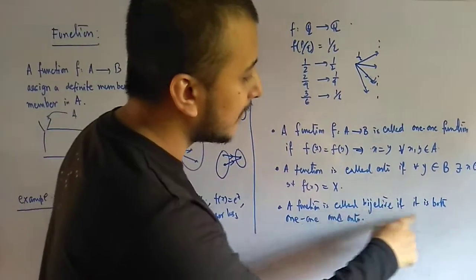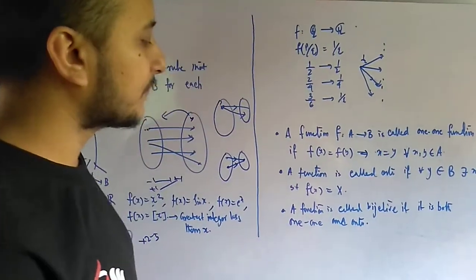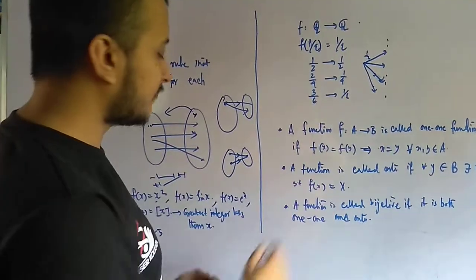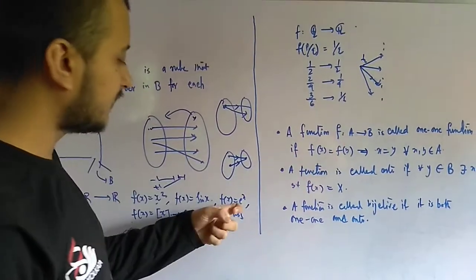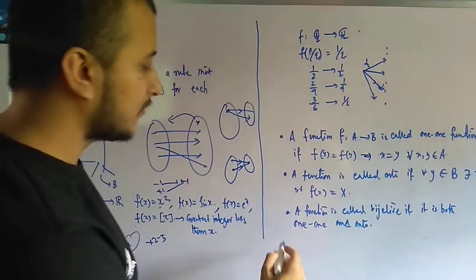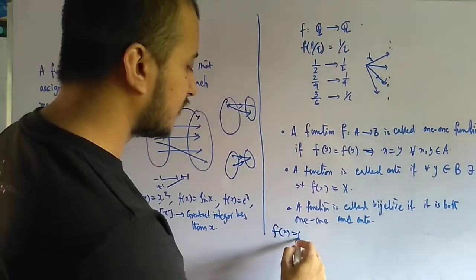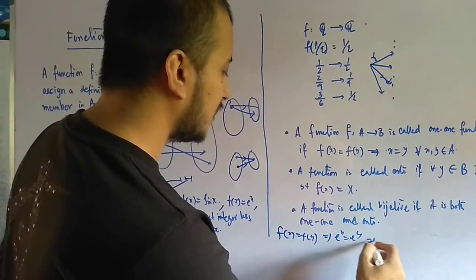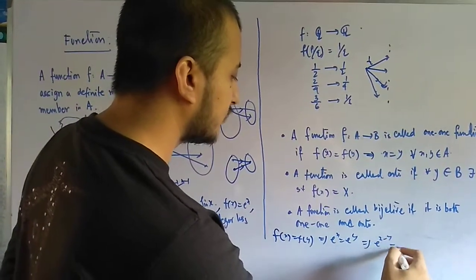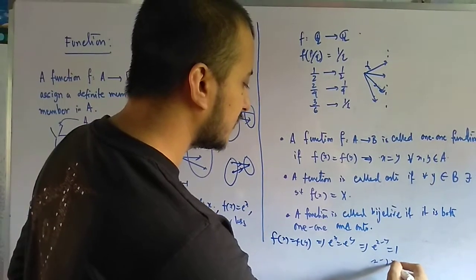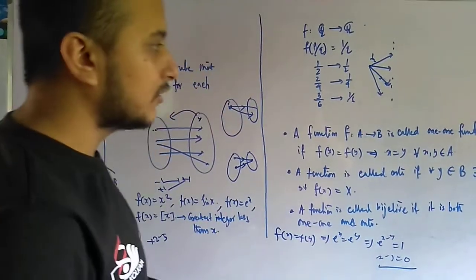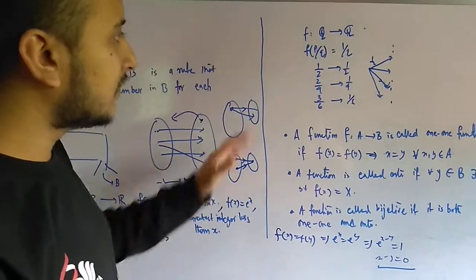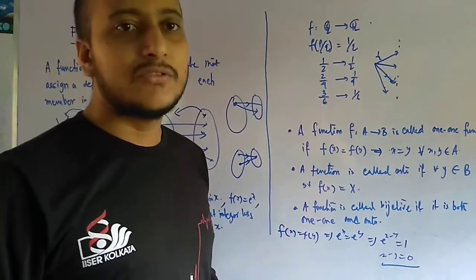A function is called bijective if it is both one-one and onto. It is called a bijective function. If you want to see an example of a one-one function, you can take e to the power x. It is a one-one function, because f(x) = f(y) implies e to the power x equals e to the power y, and this implies e to the power (x minus y) is equal to 1. So this implies x = y. Okay, so this is a one-one function. So these are the functions basically. So let's stop here.